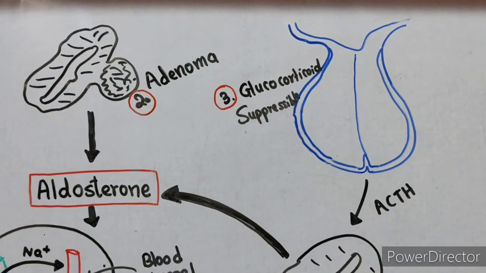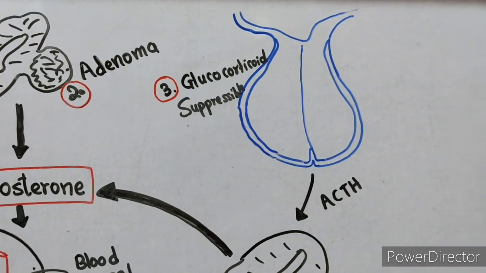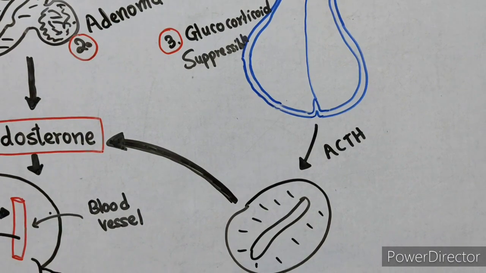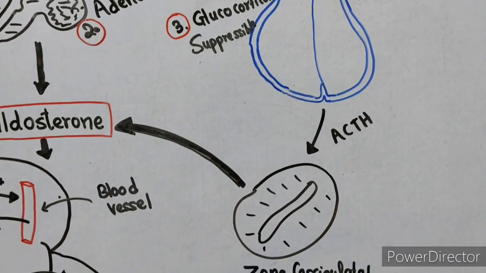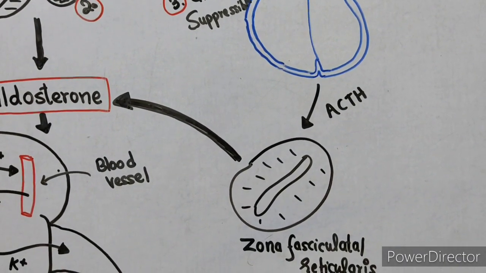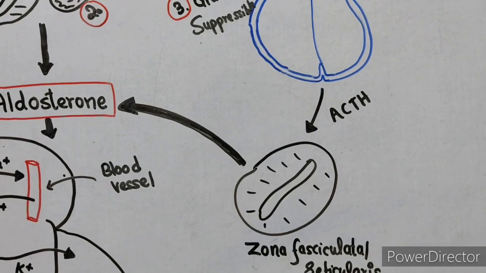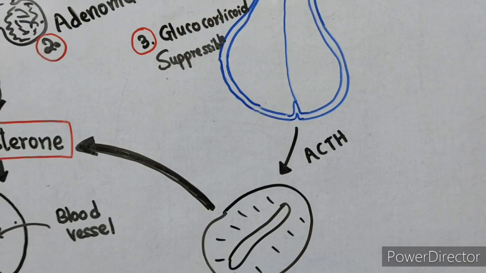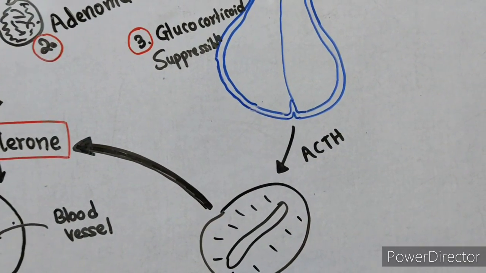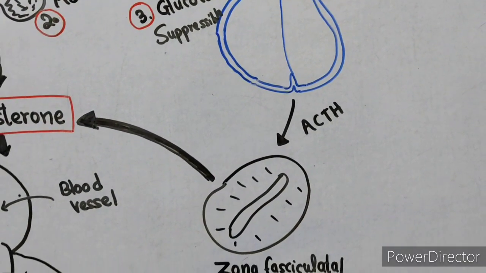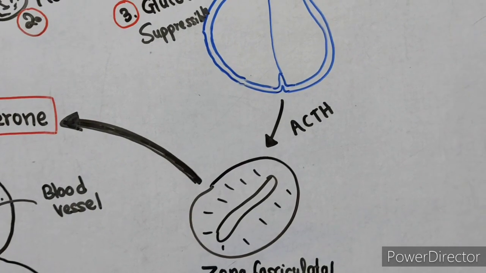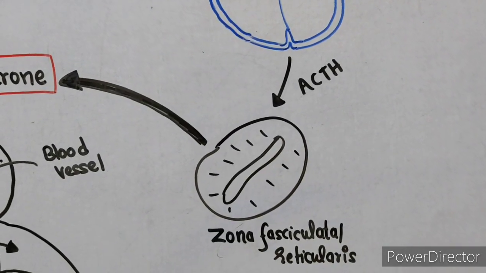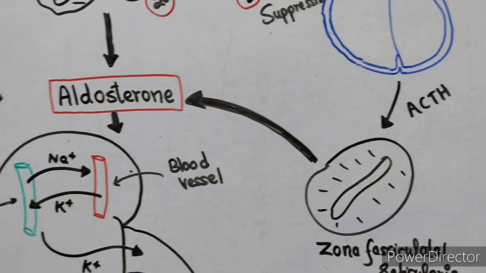Next is glucocorticoid suppressible hyperaldosteronism. It is a rare cause. Actually, aldosterone synthase is not under the control of ACTH, and zona fasciculata and reticularis, in normal adults, do not produce aldosterone. But in this disease, there is a rearrangement in chromosome 8, such that now aldosterone synthase comes under the control of ACTH, due to which zona fasciculata and reticularis start producing aldosterone.